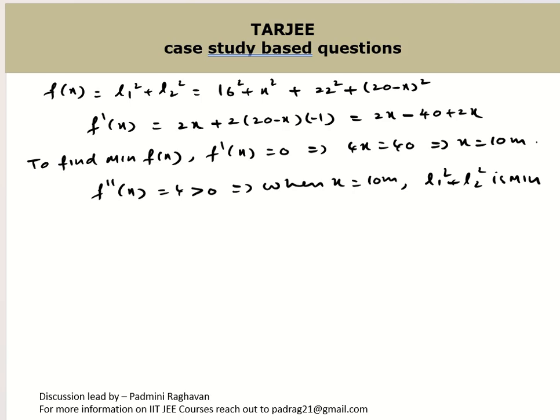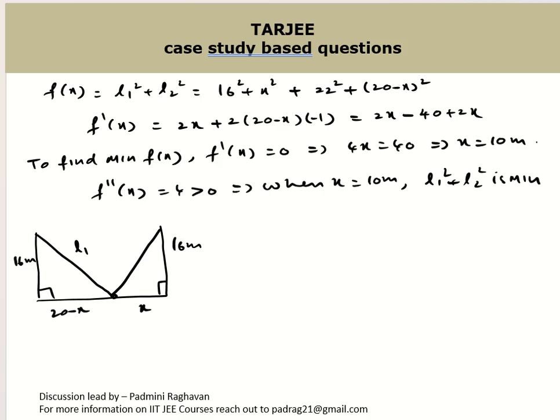Again, we need to minimize L1 square plus L2 square. The same question with a small difference. This is also 16 meters. This is also 16 meters. And this is given to be x, so this is going to be 20 minus x. And this is going to be L1 and this is going to be L2. They want us to minimize L1 square plus L2 square.